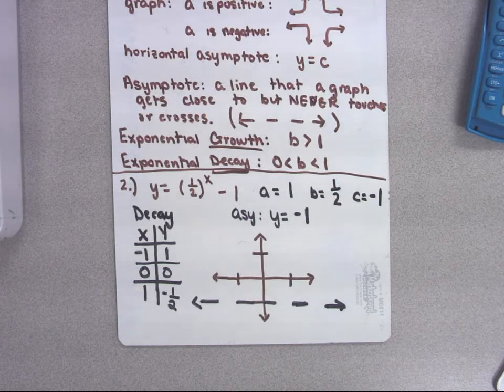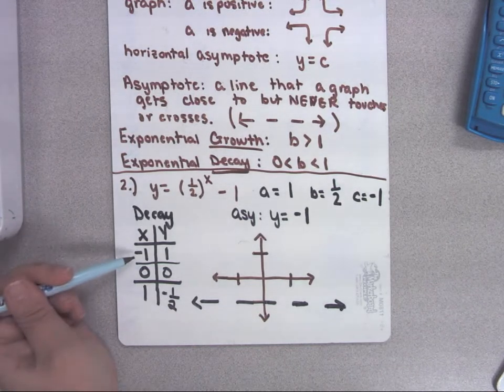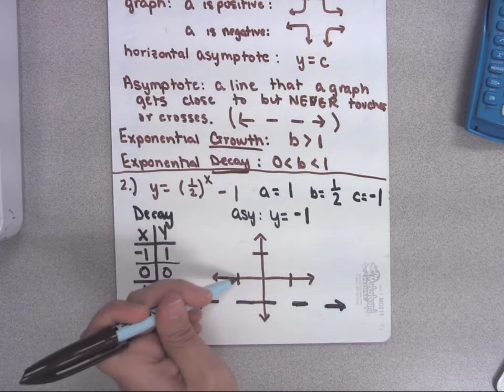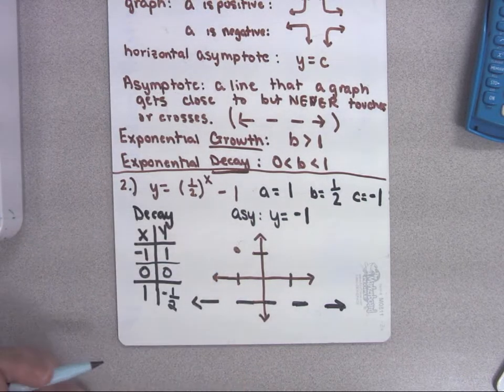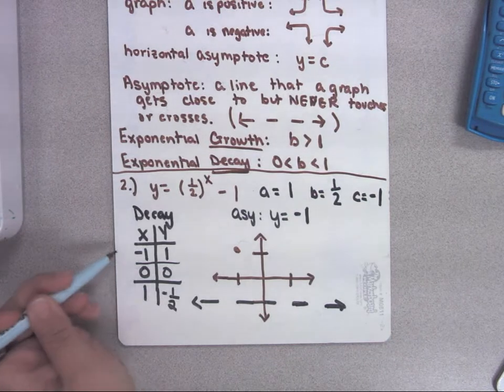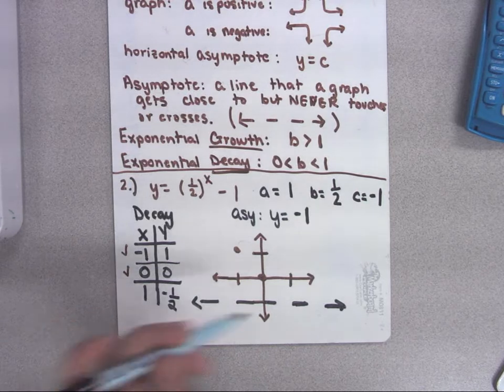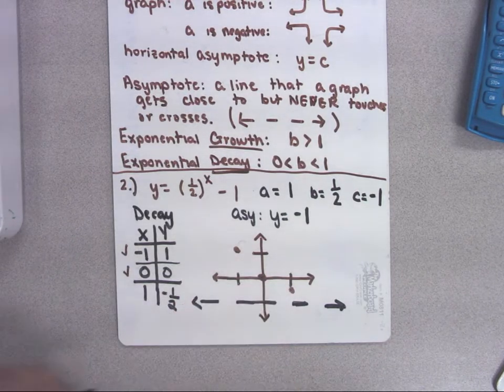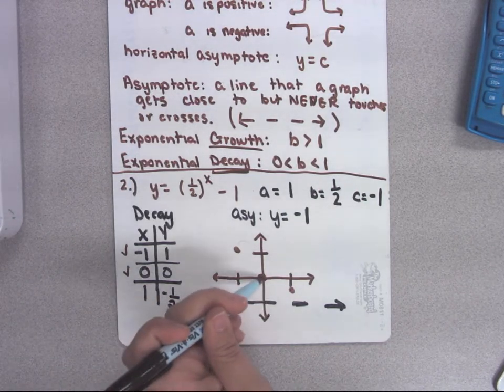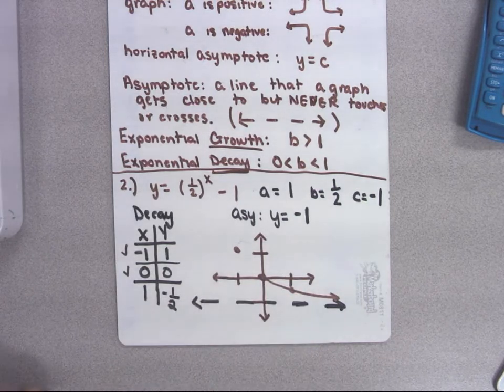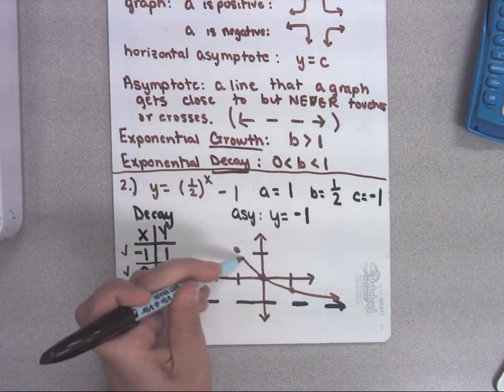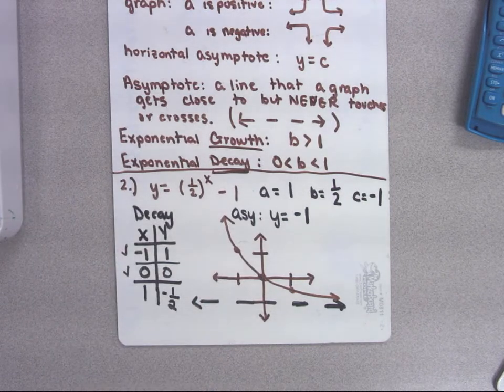Then we plot our points. I always start with my whole numbers. -1, comma 1. 0, 0. 1, comma -1/2. Start at the middle, curve it towards the line. Start at the middle, curve it away from the line. Sometimes the hardest part is literally just drawing the graph.